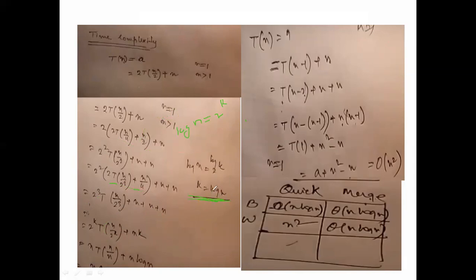So the complexity of the best case for the quicksort algorithm is omega of log n. The best case for the algorithm is omega of log n, because we represent the best case in omega.